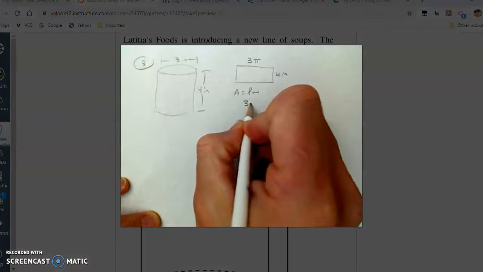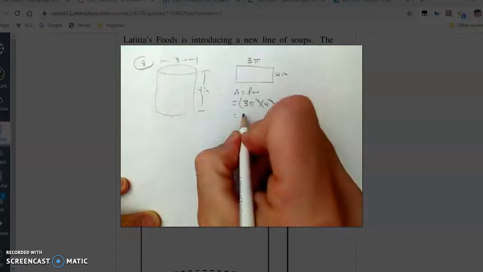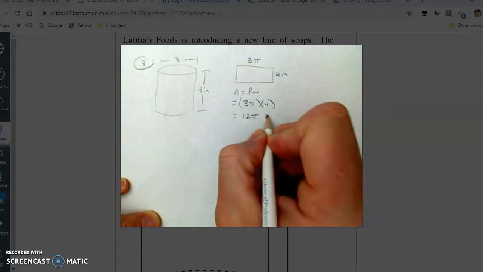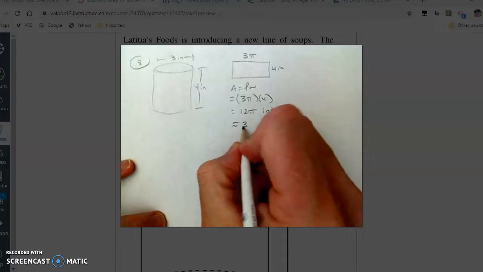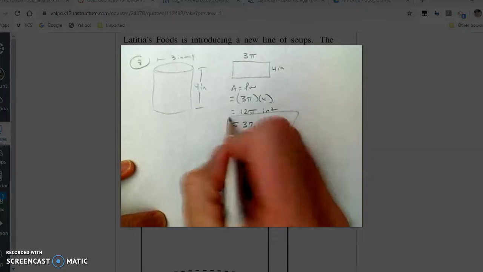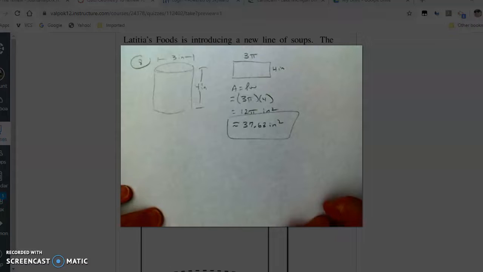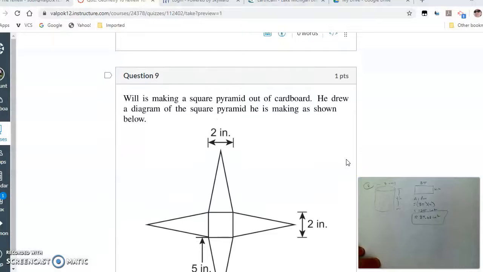So your length is 3 pi, and your width is 4, so you have 12 pi square inches. And so if you were to put this in your calculator, you'd get about 37.68 square inches, right? That would be your decimal representation of that value. Okay, let's take a look at one more.